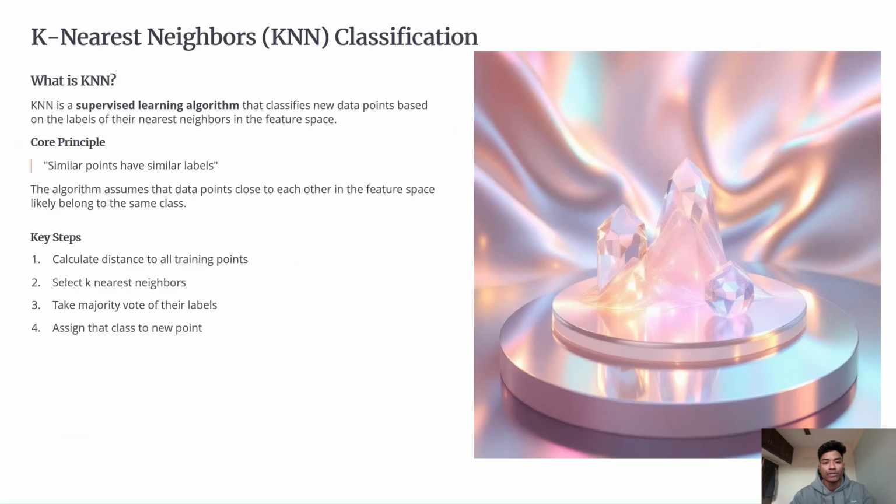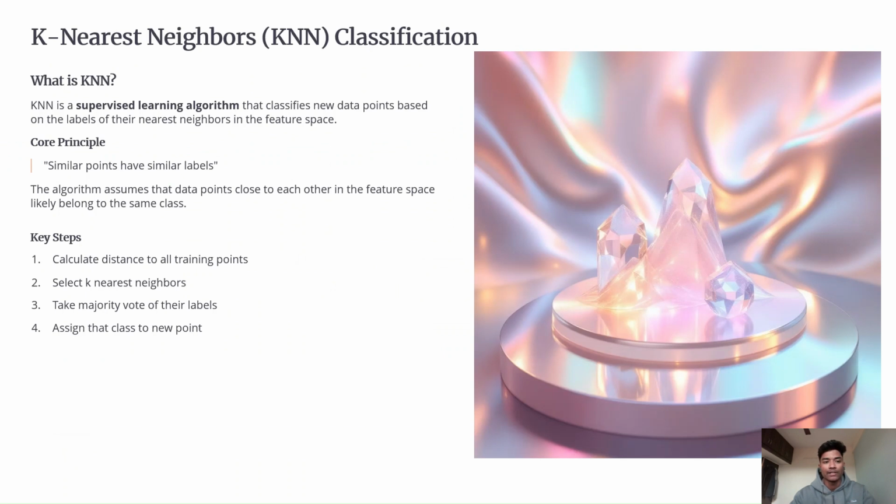Now, how does KNN work? Here's the process. Calculate the distance from the new point to all training points. Select the k nearest neighbors. Majority voting: whichever class appears the most wins. And assign that class to the new point. It's simple, it's intuitive, and surprisingly powerful, especially for small data sets.